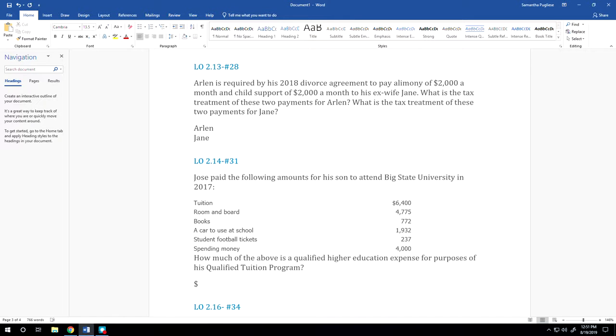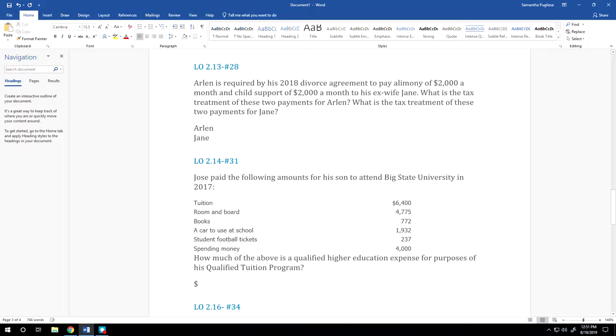So Arlene is the one that paid the alimony. Arlene is able to deduct the $2,000 a month on his tax return. He does not get to deduct child support. Child support is never deductible. And then Jane's the one receiving the alimony. Jane has to include that in her taxable income. Child support has never been taxable, and I'm sure never will be. So there's the answer to that one.